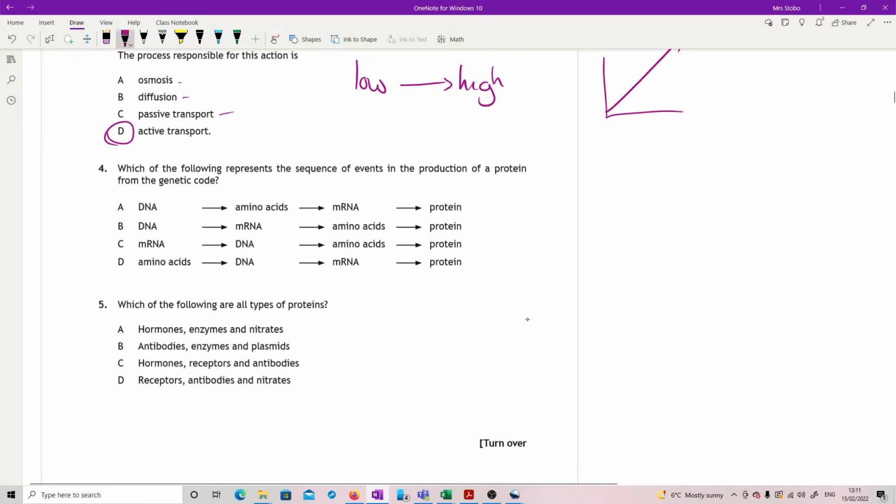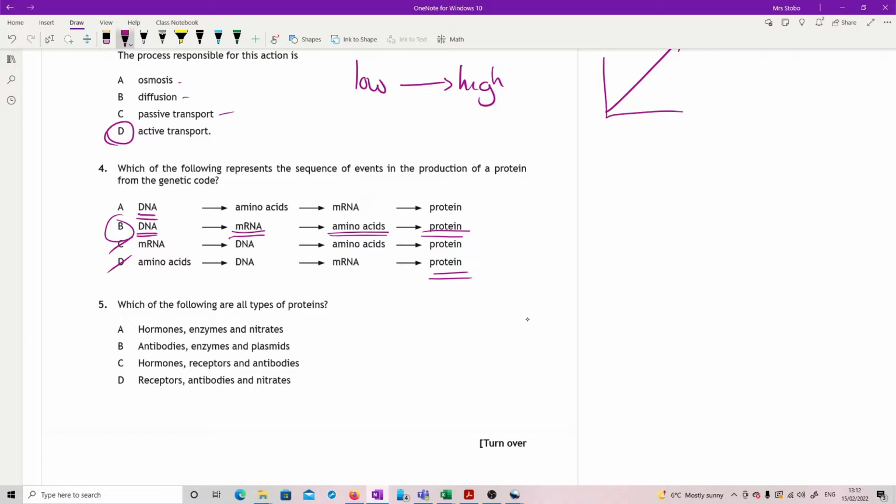Okay, question 4. Which of the following represents the sequence of events in the production of a protein? Okay, so we're going to end with protein. We need to start with a code. So I need to start at DNA. So get rid of C and D straight away. Okay, so DNA copies a message into mRNA, and then that mRNA codes for the amino acids, which finally give you protein. You just have to know that.